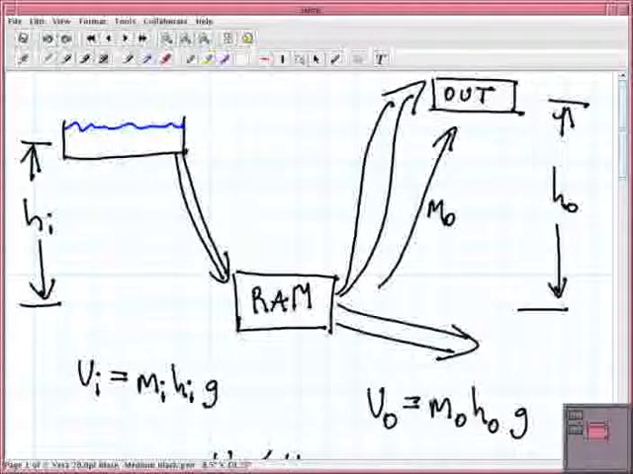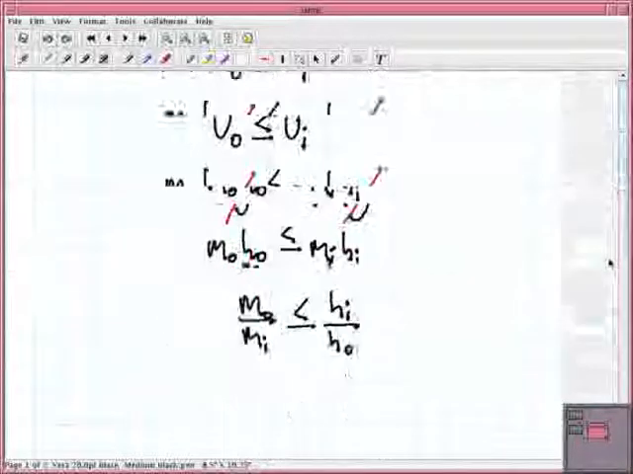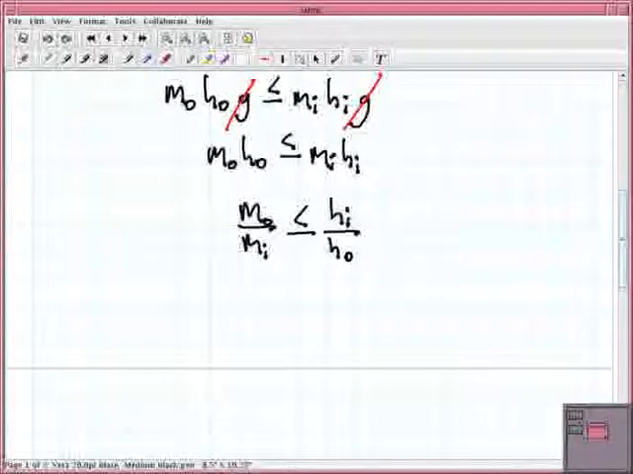So the mass output is the water flowing up here, the mass input is the water flowing down here, so we have a ratio between the amount of water, the mass of the water output to the mass of the water input in terms of the respective heights.